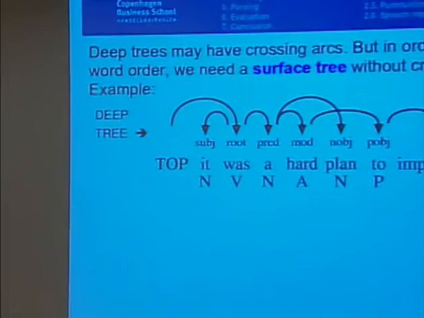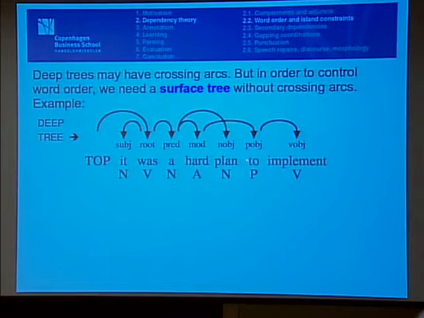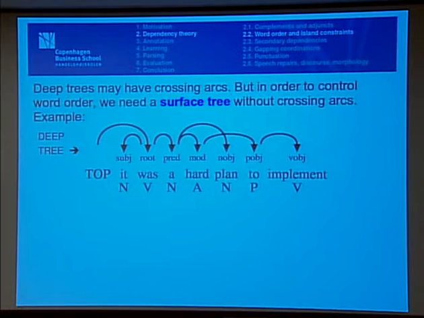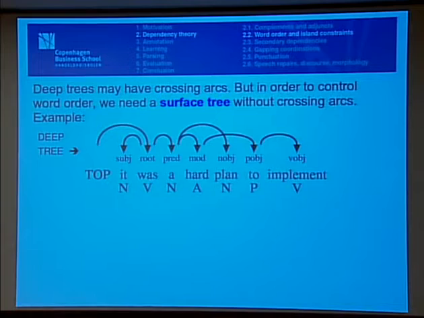So here we have a dependency tree. It was a hard plan to implement, where you can argue that hard to implement is really a phrase where to implement has been extracted out of hard. The reason why you would think that this is a constituent is you could say the plan was hard to implement. And here, hard to implement would form a constituent. So that is an indication that this is really a constituent, but some extraction has taken place.